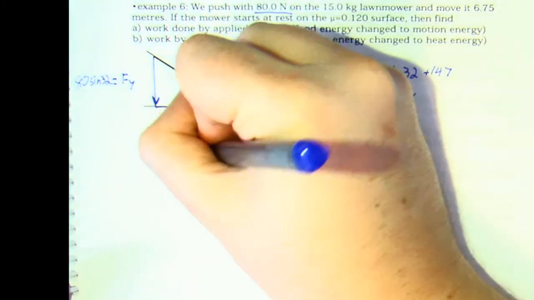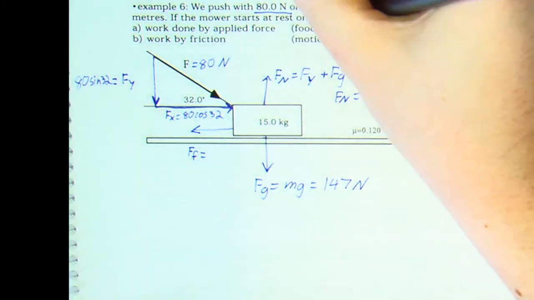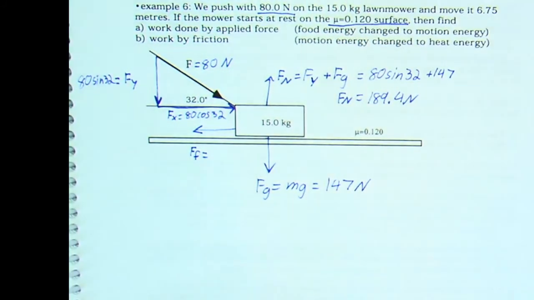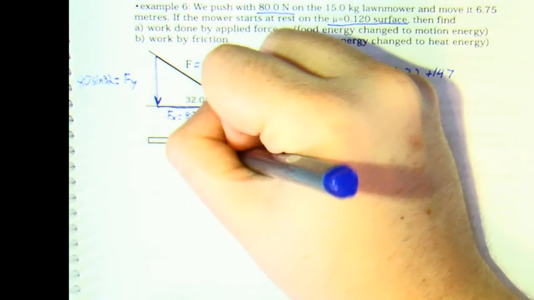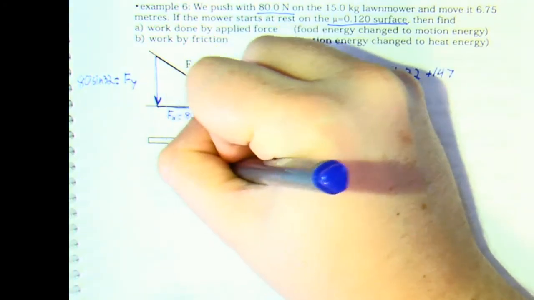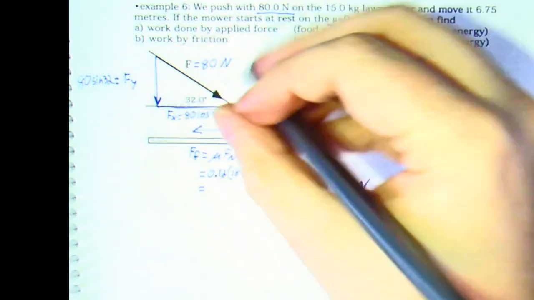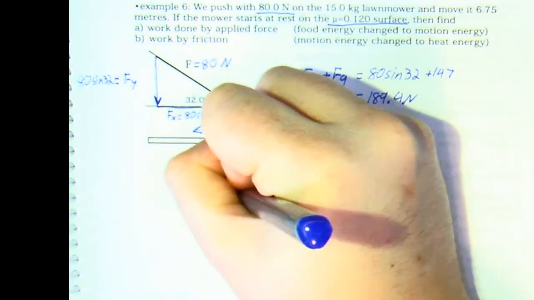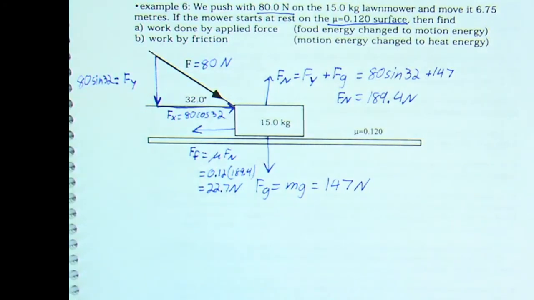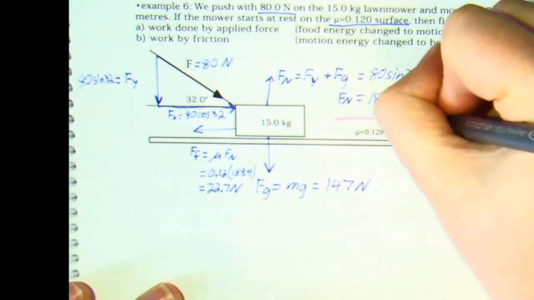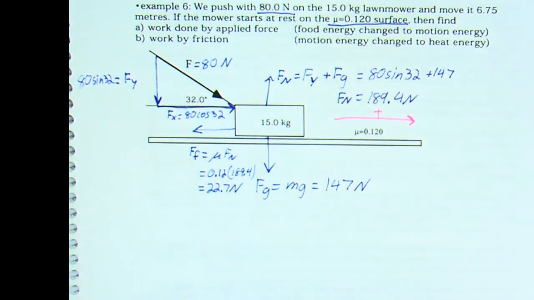So I can use that to find my force of friction. We are told that the coefficient of friction between the lawnmower and the lawn is 0.12. Again, there's no units here. So my force of friction is going to be mu Fn, which is 0.12 times 189.4, giving me a force of friction of 22.7 newtons. And that is now my completed free body diagram. Direction of motion is to the right.